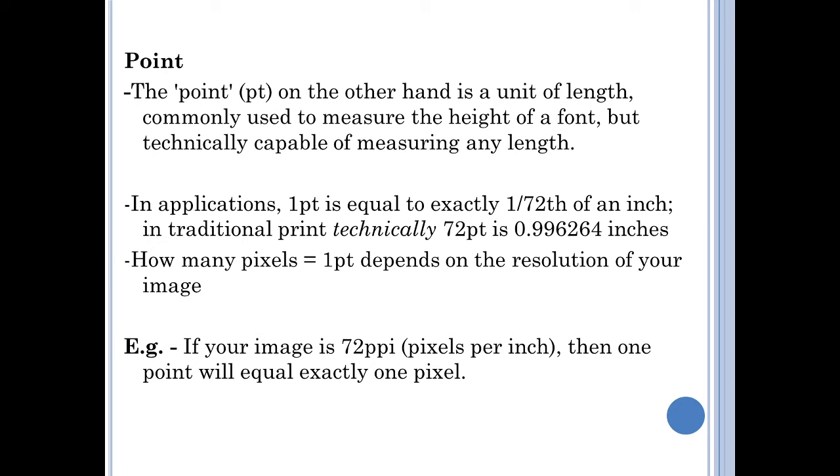How many pixels equal 1 point depends on the resolution of your image. It means that points may vary according to your image resolution. For example, if your image is 72 ppi, where ppi means pixels per inch, then one point will equal exactly one pixel.